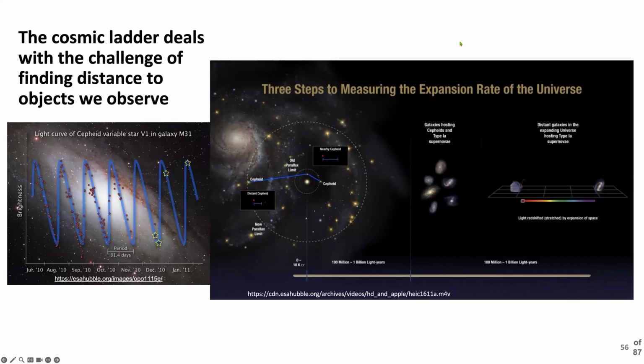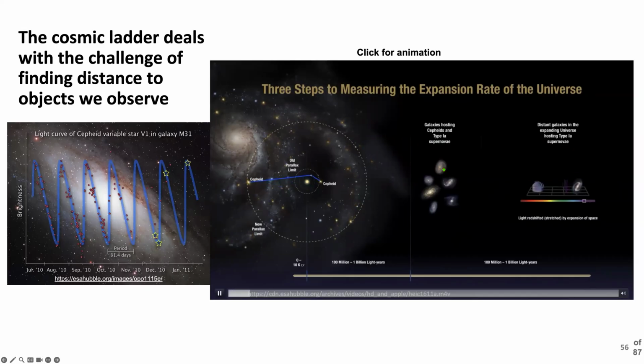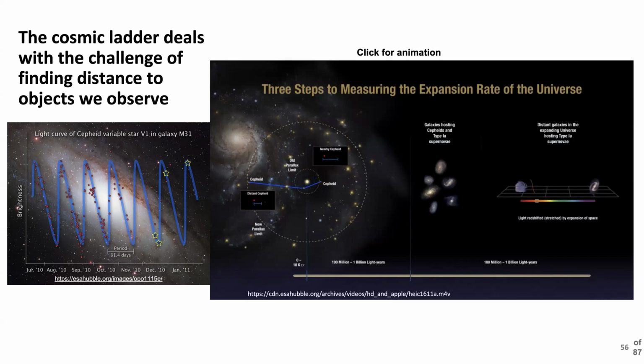Getting the velocity is easy using redshift. You can see these things flashing every once in a while. Those are supernova events. They occur about once per galaxy in 100 years. I don't know if that's right, but it's a rare event. But if you're looking at millions of galaxies, you're going to see supernova events all the time.